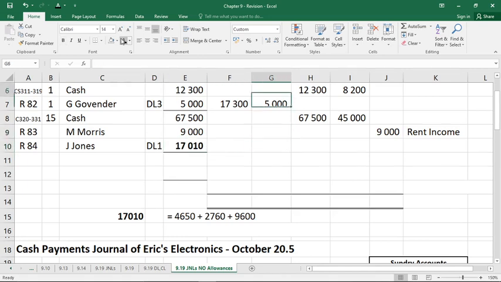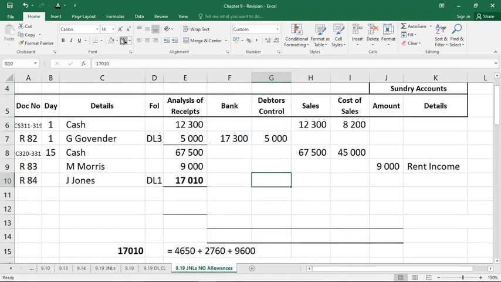Okay, that will go to the debtors control column as well because he's paying off his account, and the total of these three will go to bank over there, 93,510, and we go bank it together at the end of that day. Okay, so that's a bit tricky. Please focus carefully, see if you understand that.